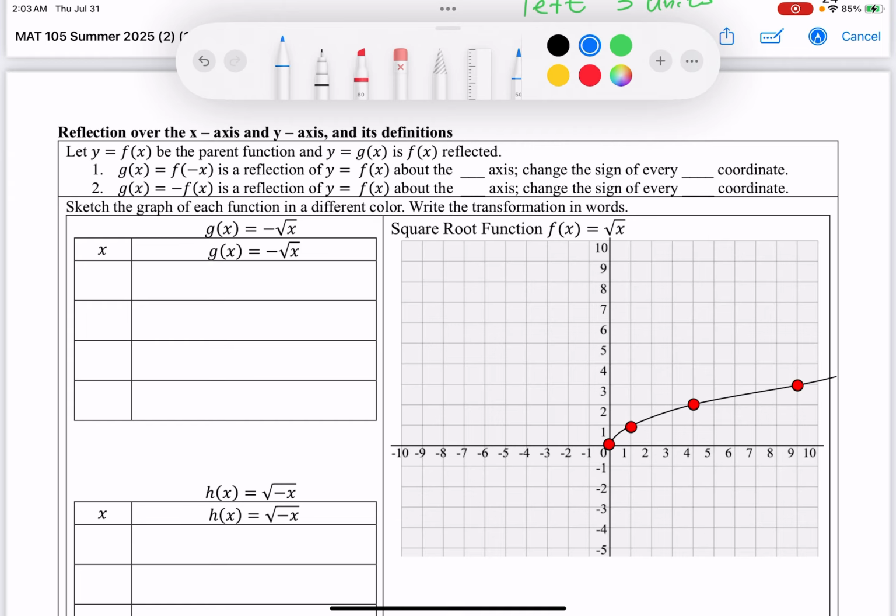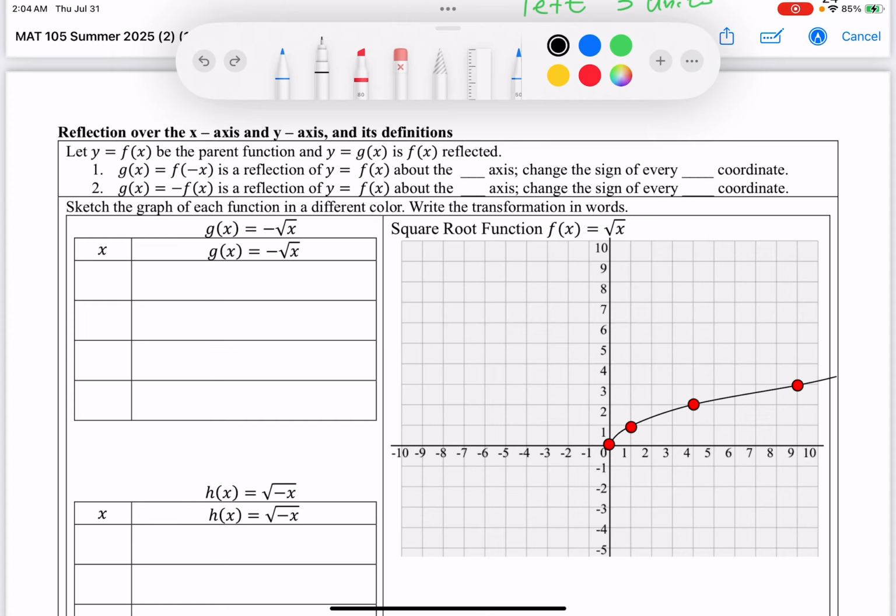And this has a lot to do with the notation for even and odd. Because if you look here, these are notations for even and odd functions. So that's something to do with reflections. Anyways, we know that y equals f of x is the parent function.